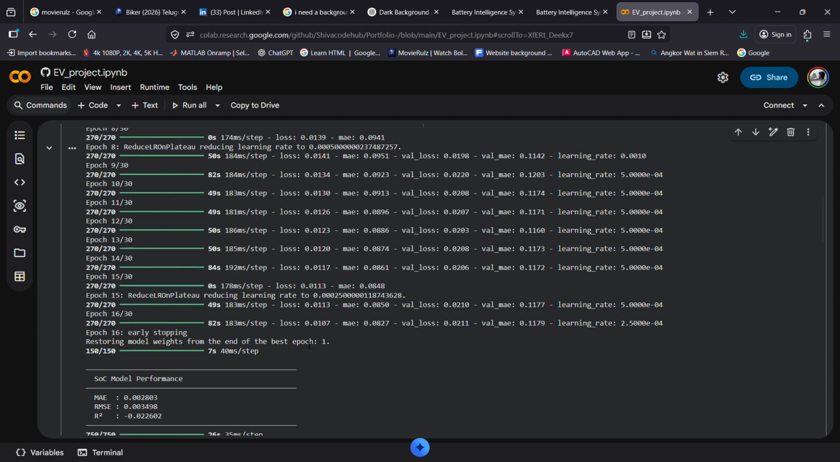And then here we can clearly see that we have got maximum absolute error as 0.0028 and root mean square error as 0.0035 and R square as minus 0.02. Here the MAE and RMSE values are very low, indicating small prediction error. However, the R square is slightly negative, which suggests that the model is not capturing variance effectively.